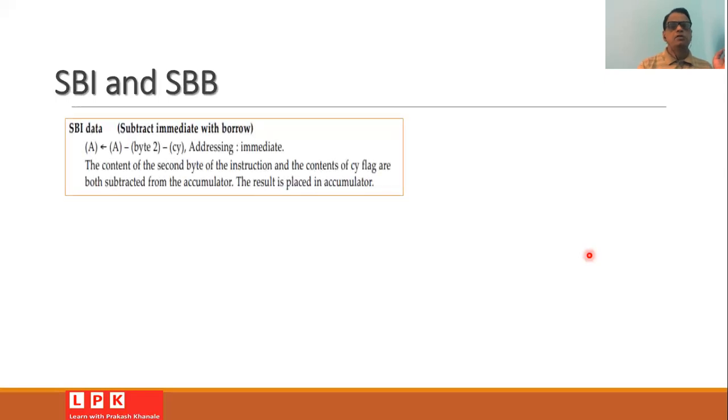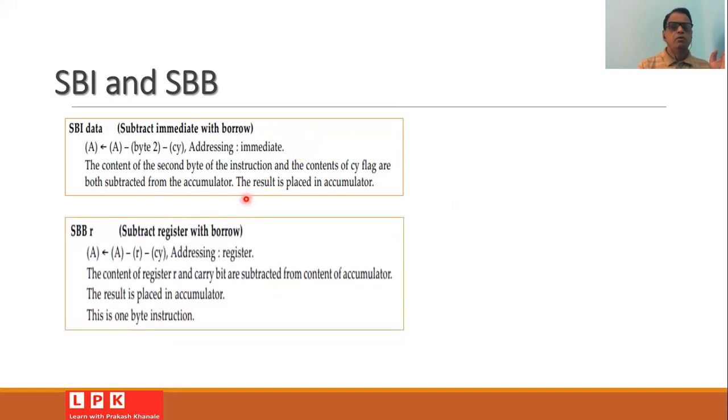Now, whenever we want to subtract with borrow, then in that case, we can make use of instructions such as SBI data, that is subtract immediate with borrow. In this case, the content of the second byte of the instruction and the content of the carry flag are both subtracted from the accumulator, and the result is placed in the accumulator. Another instruction that is used for subtraction with borrow is SBB R, that is subtract register with borrow, where the content of the register R and the carry bit are subtracted from the content of the accumulator, and the result is placed in the accumulator.